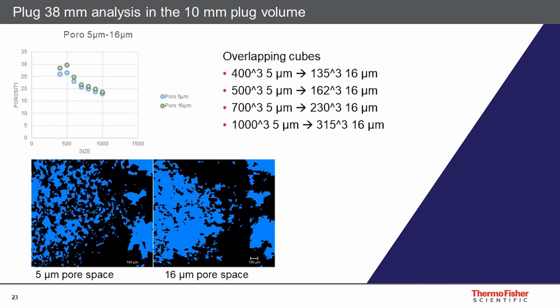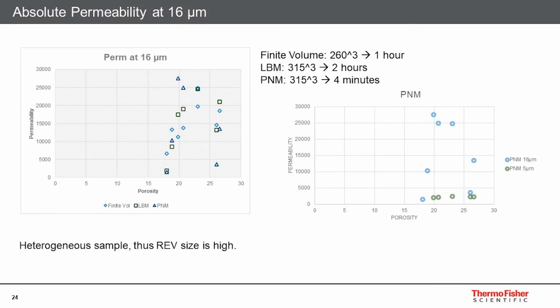This graph shows the porosity values and equivalence between the same volumes but at different resolutions. Obviously, porosity discrepancies decrease as volume size increases. This graph shows the porosity absolute permeability cross-plot results of the 16 micron plug. Lattice-Boltzmann and finite volume are close in terms of resulting values, whereas the pore network model, due to the small volumes, contains discrepancies.